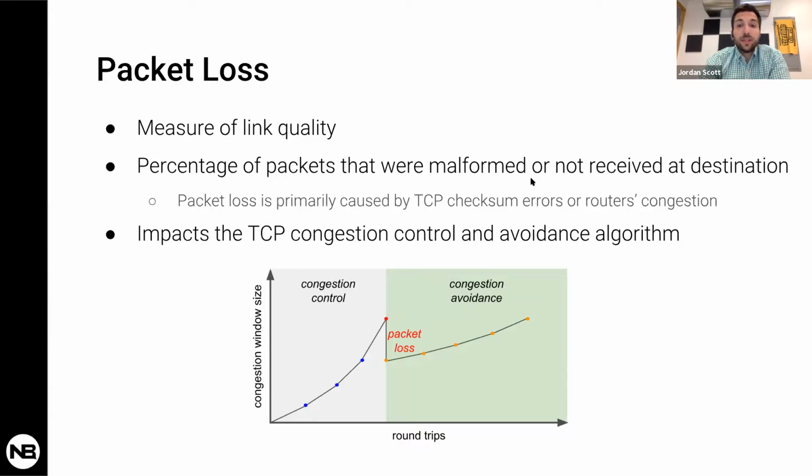Now, let's move on to the next network metric, packet loss. Packet loss is a good measure for link quality. Packet loss is calculated as the percentage of packets that are malformed or not received at all by the destination host. When a packet is malformed, it means that somehow along the way, some parts of the packet were not correctly transmitted, causing the TCP checksum at the destination not to match the value calculated at the source.